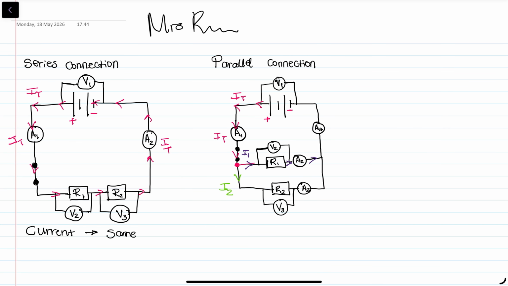At A2 we will get I1, and then at A3 we will get I2. When they get here, they combine again, and as it goes, they become I total again, then they leave and go back up.